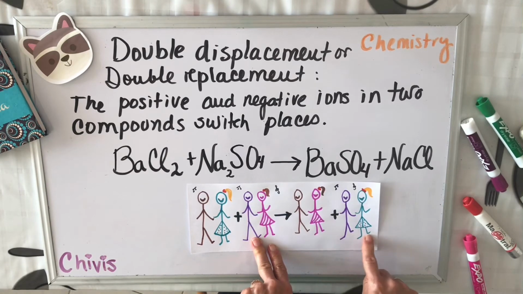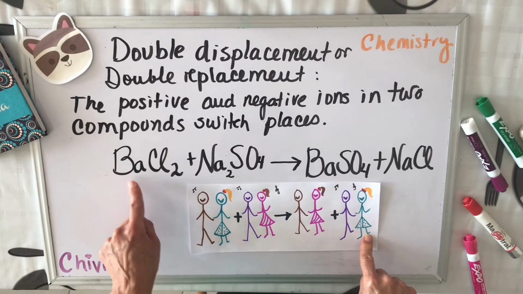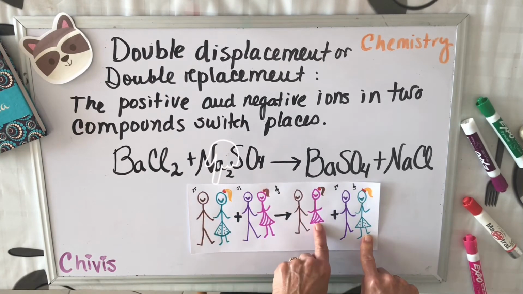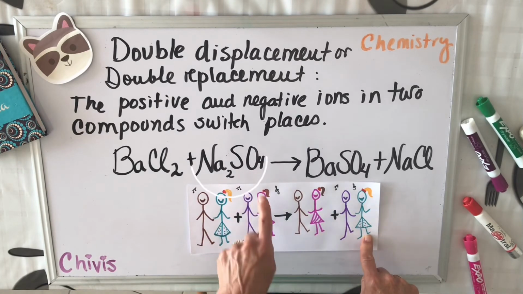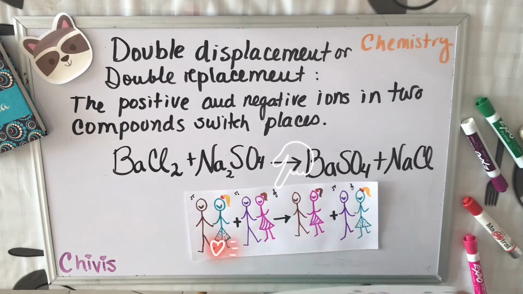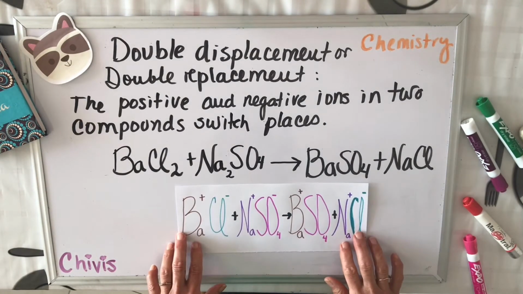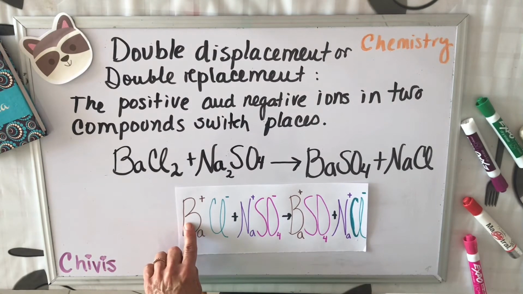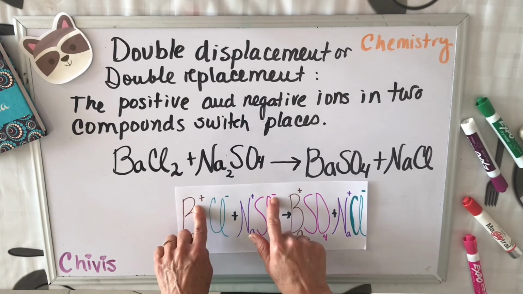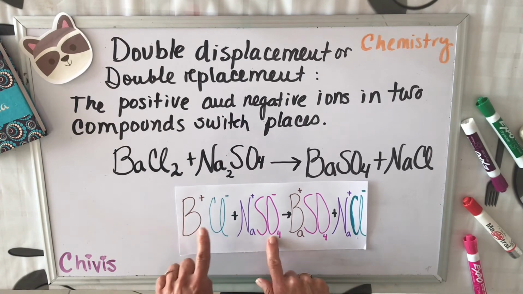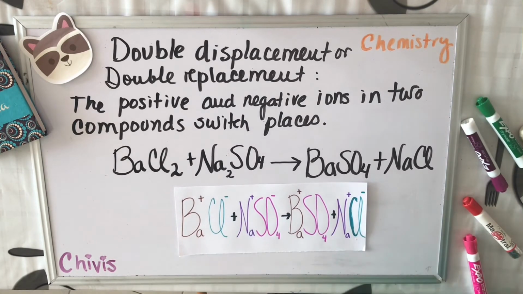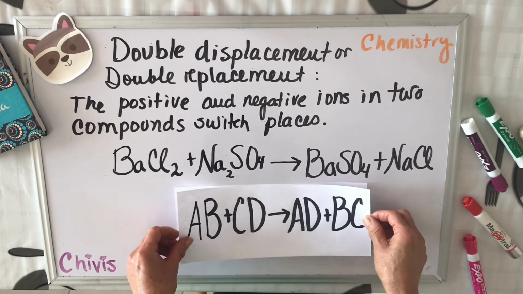In this example, in the reactants, Ba with Cl2 are one couple, and Na with SO4 are the other couple. And in the products, we can see different couples. Here we can see Ba with SO4 and Na with Cl. Finally, you can observe couples with opposite ions.